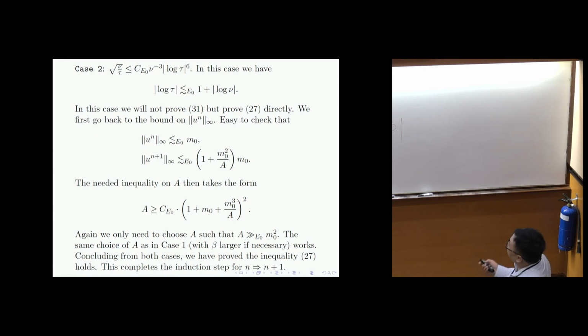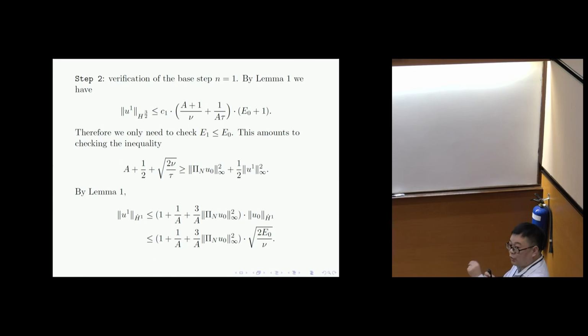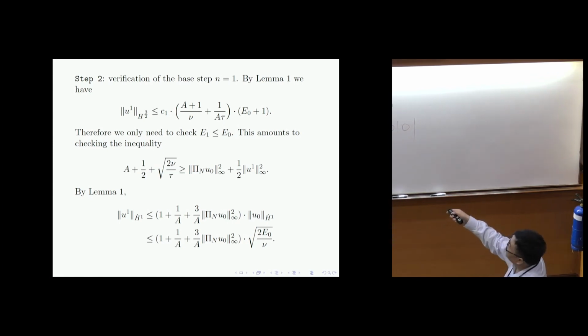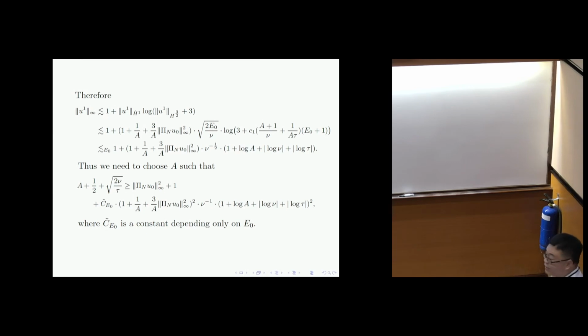Then we have finished the proof for the induction step. So we check the base step. We verify for the base step n equal to 1, that's from U0 to U1, right? For U1, by lemma 1, we have this inequality, so that's true. Now we only need to check that the energy at the first step is less than the initial step, so we need only check this inequality holds. We follow the previous steps as in the induction step, so you can get the result. It's quite the same: you just change U_{n+1} to U1 and U_n to U0.